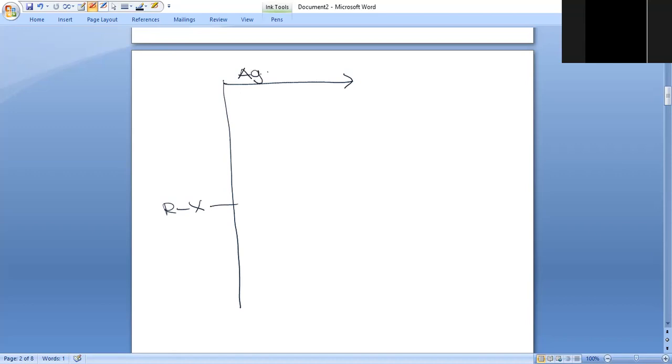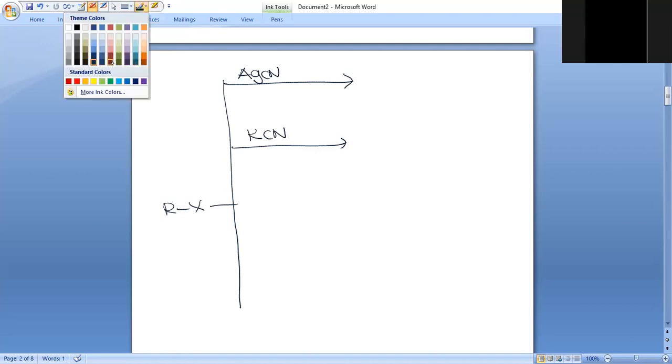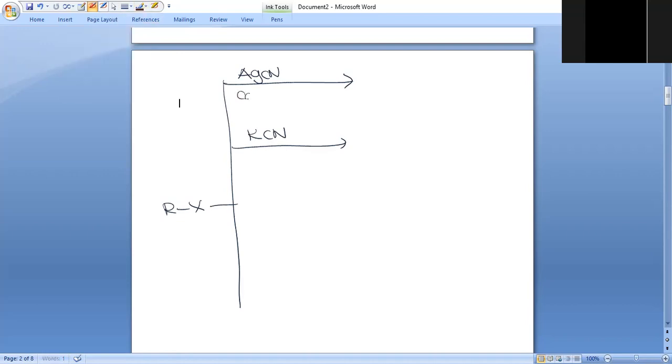You are adding AgCN and you are adding KCN. The important thing here is what products will be formed. AgCN is a covalent compound. That's why the nitrogen electrons are involved in the donation, and so you will get the R-NC bond formed.